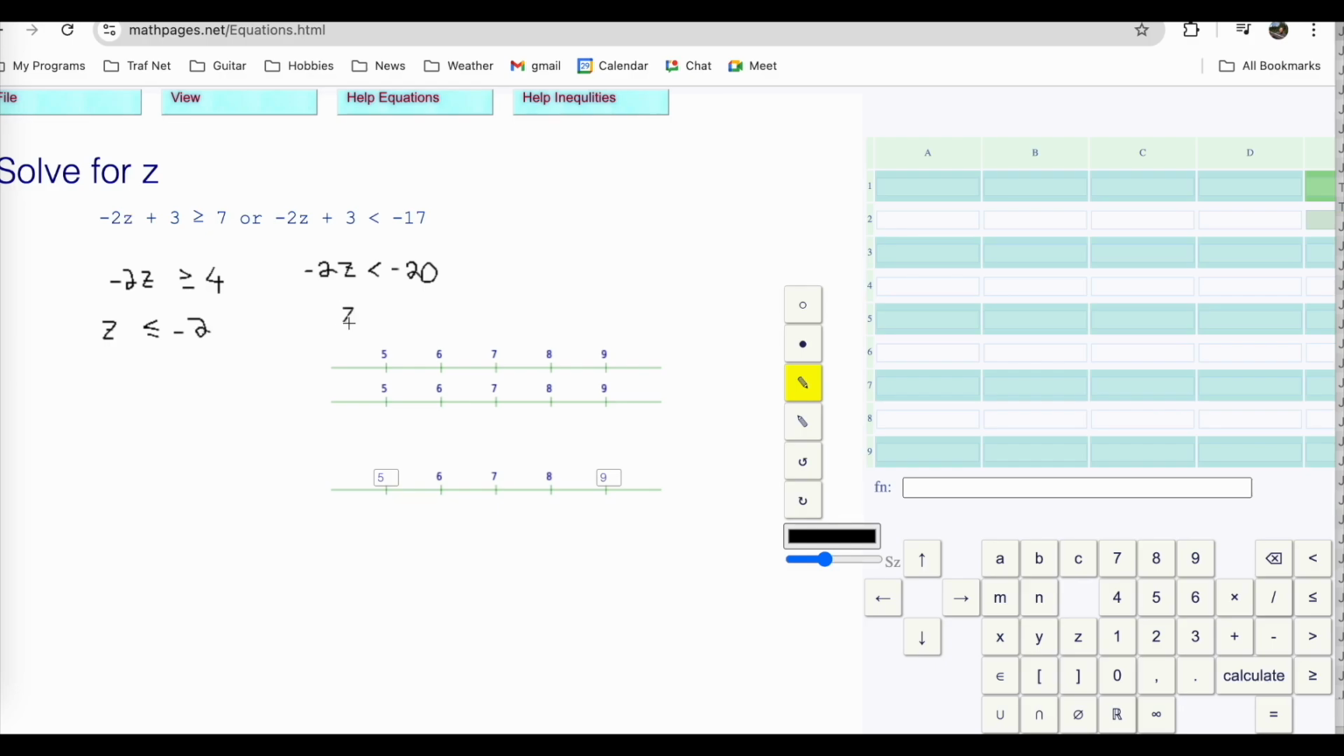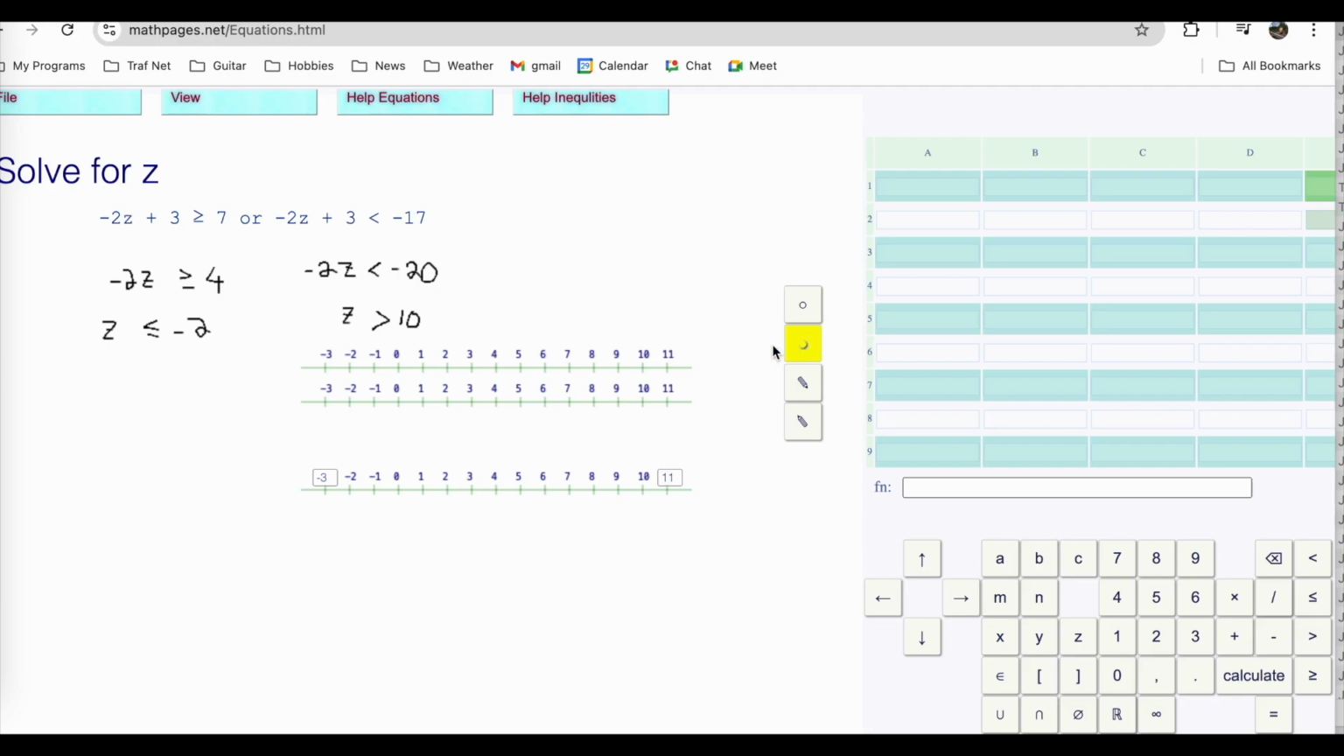Here we're going to get z is divide by a negative. It's going to flip the direction of the relationship. Z is greater than negative 20 divided by negative 2 is positive 10. Z is less than or equal to negative 2, or z is greater than 10, and we want to take both. I'm going to put negative 3, and we're going to go all the way up to 11. Z is less than or equal to negative 2. Solid dot on negative 2 and drag it to the left.